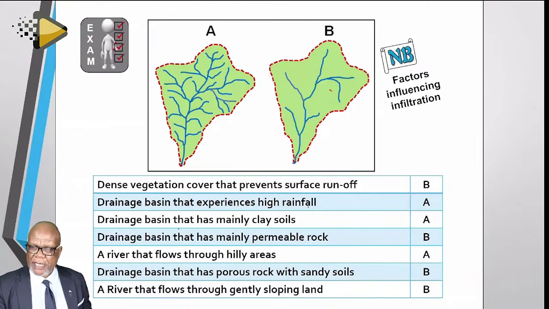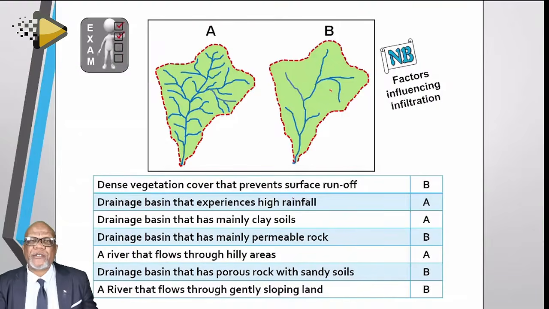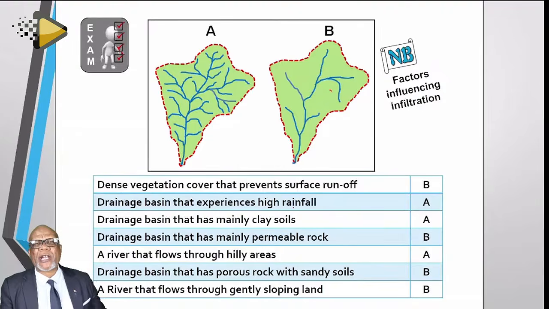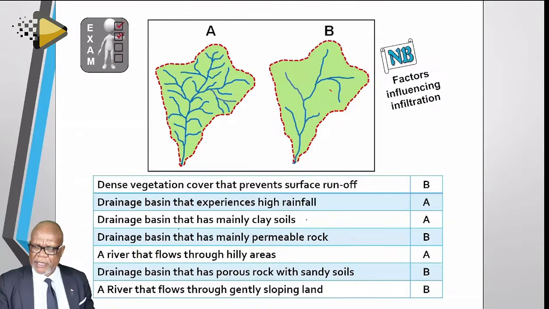Drainage basins that experience high rainfall. Because of high rainfall, water doesn't have time to infiltrate because it rains regularly. Therefore, there's going to be high drainage density. Drainage basin that has mainly clay soil. Clay soil does not allow water to pass through easily.